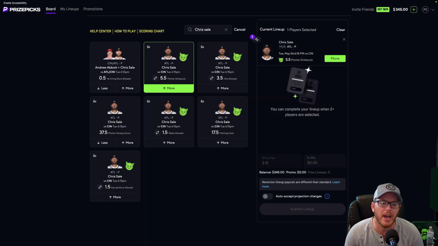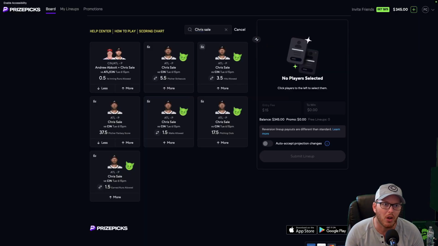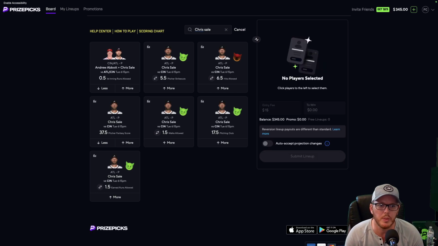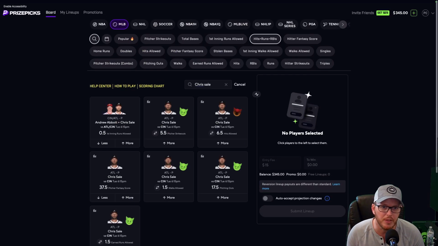Again, he's facing the poverty Reds. They K a lot. Most pitchers do well against them, but also I think Chris Sale's hits allowed at 3.5 is good as well because he's been absolutely getting shelled. I think he can get 6 Ks and still give up 6 hits. That would be right within his range of outcomes. So let's pivot over to basketball.